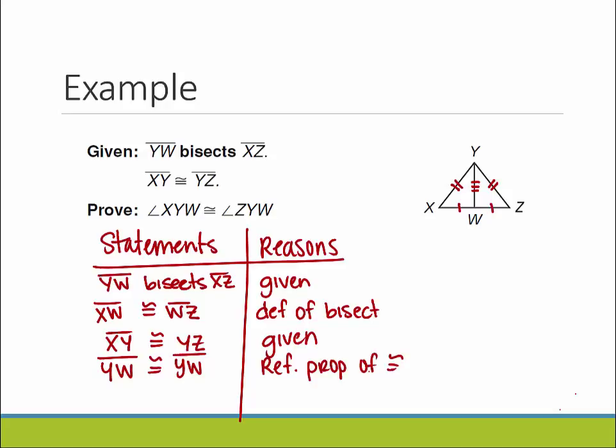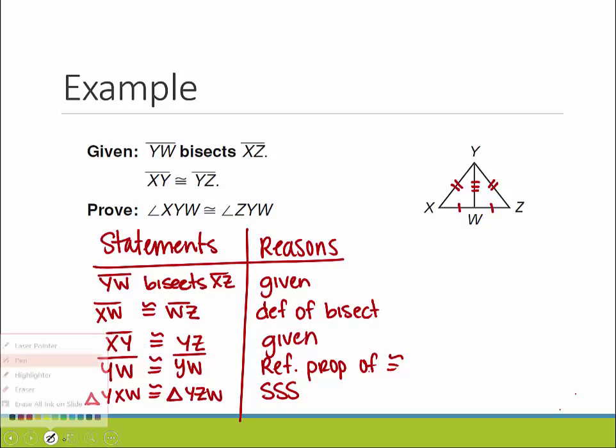And now we know these two triangles are congruent. So triangle YXW is congruent to triangle YZW based on side, side, side. So now that we know that, we can go back and prove that any parts of these triangles are congruent. So I want to prove that XYW, this one here, is congruent to ZYW. And we can do that based on CPCTC.